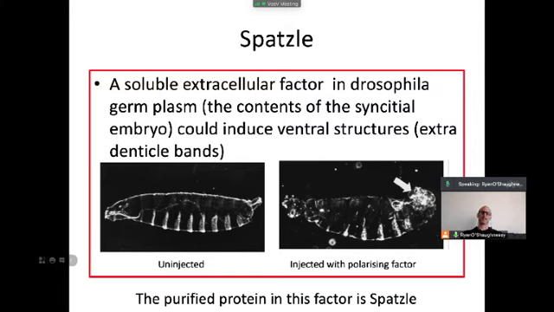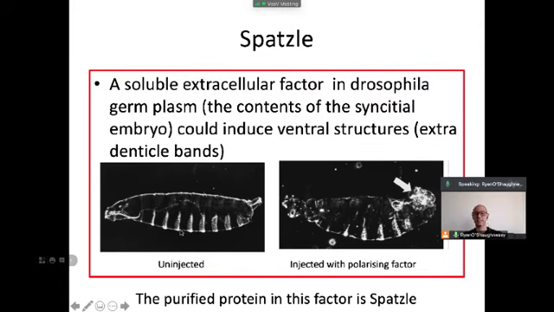So the next important protein, I apologize, these were all discovered by Germans, so they have very strange names. The next one is a gene called Spatzle, and this is a soluble extracellular factor in the Drosophila germplasm, which is the contents of the syncytial embryo, and this could induce ventral structures, so extradentical bands.